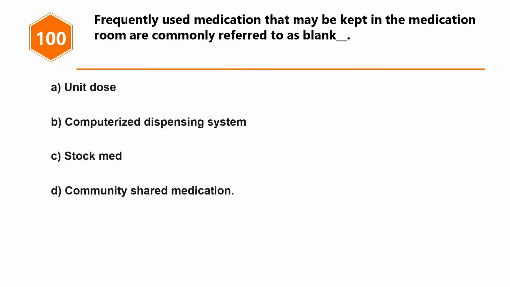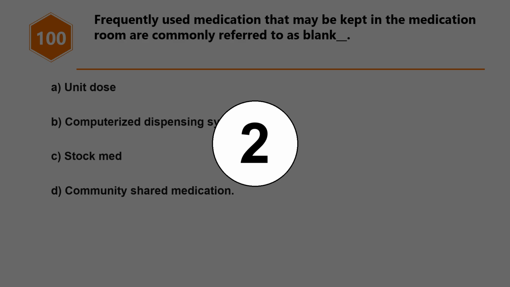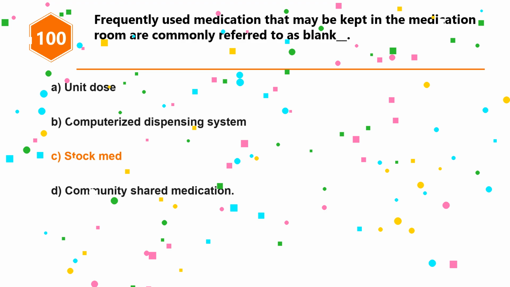Question 100. Frequently used medications that may be kept in the medication room are commonly referred to as blank. Option A, unit dose. Option B, computerized dispensing system. Option C, stock med. Option D, community shared medication. The correct answer is option C, stock med.